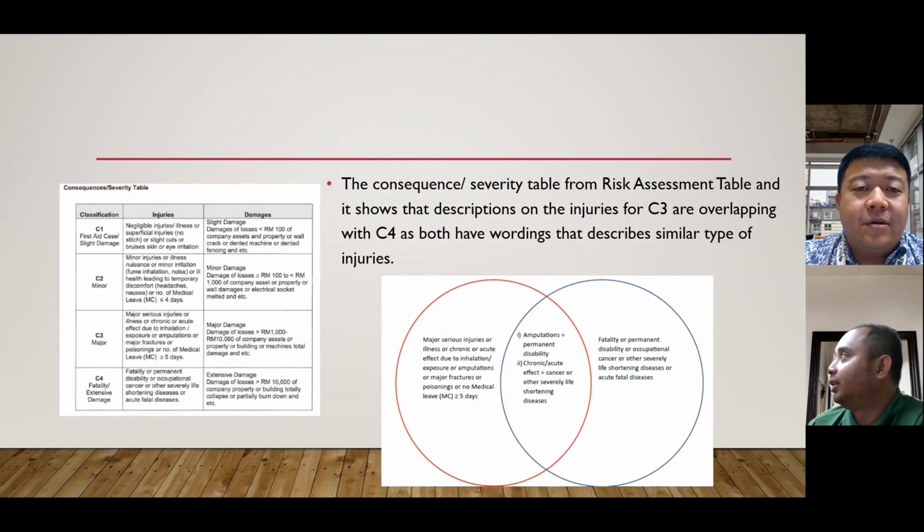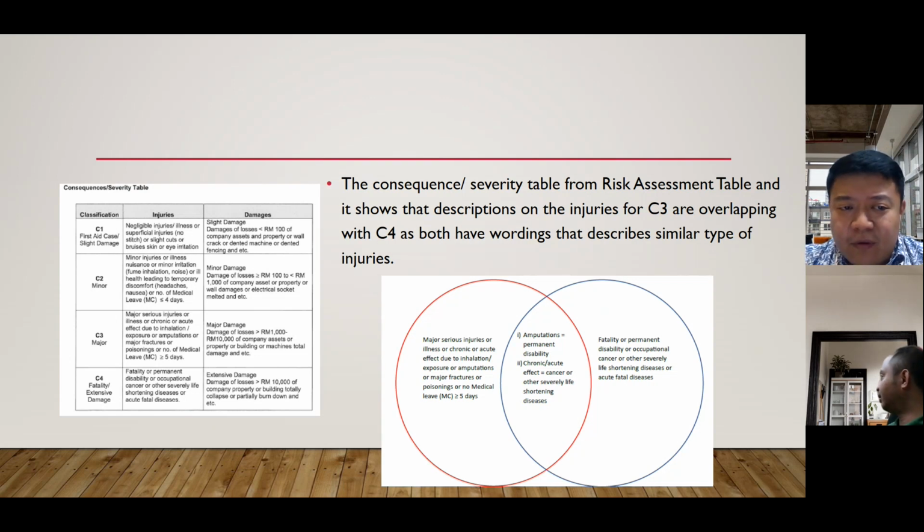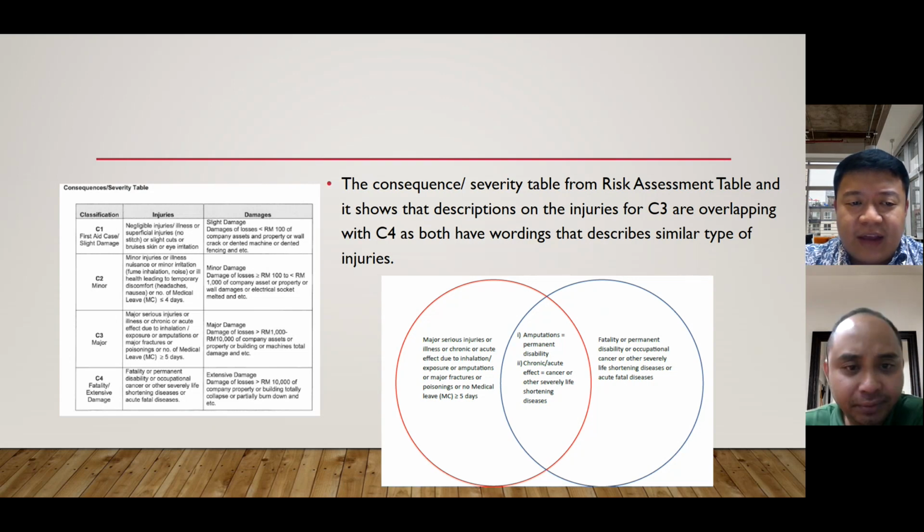Okay. So another one is the consequences severity table on the risk assessment table. It also shows that the description of the injuries for C3 and C4 have slightly similar meaning. Okay, what I mean is this. If we look at C3 major, the injuries: major serious injuries or illness, or chronic or acute effect due to inhalation, exposure, or amputations, or major fractures or poisonings. And then if we look at C4: fatality or permanent disability or occupational cancer or other severely life-threatening disease or acute fatal disease.